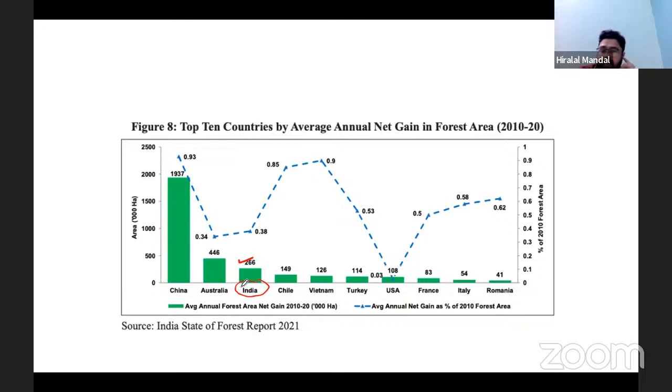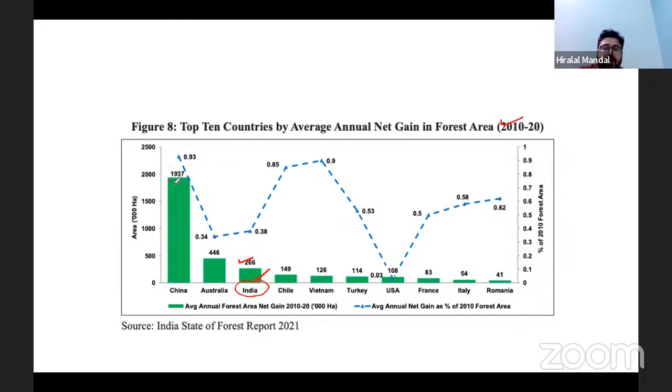From a climate change perspective, there is a need for reforestation and forestation in the country. In fact, India is claiming that the forest area has continuously increased in the last 10 years. So improvement can be seen, that India has gained 266,000 hectares of land. But most of all, it is China.